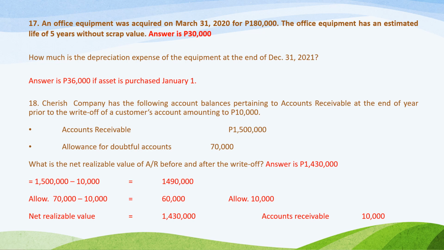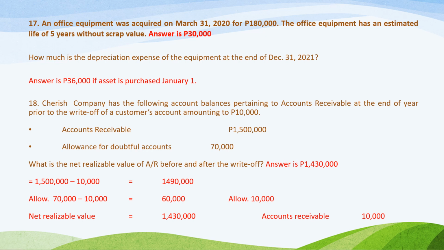However, the answer will be 36,000 if in the problem, the office equipment was purchased January 1. So, please take note, the answer for depreciation expense will be 36,000 if the asset has been acquired January 1. But in this problem, the answer is 30,000 because the asset was purchased March 31.